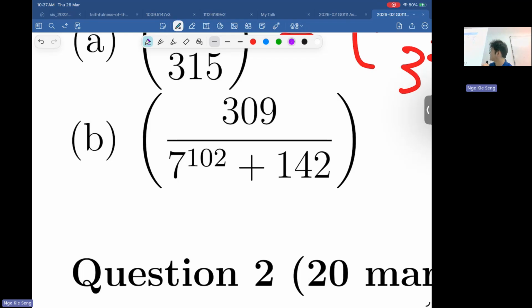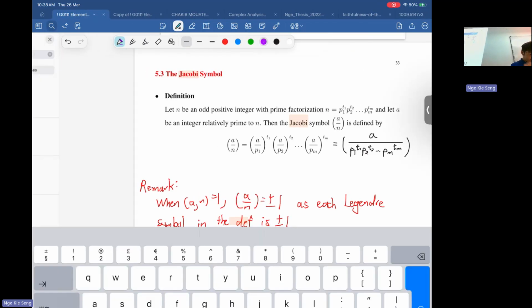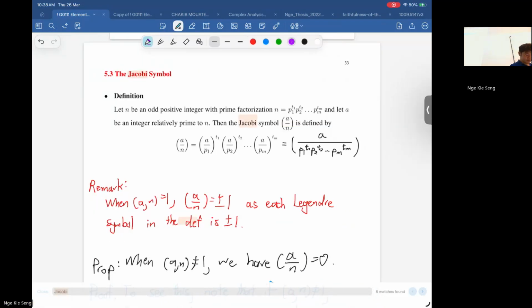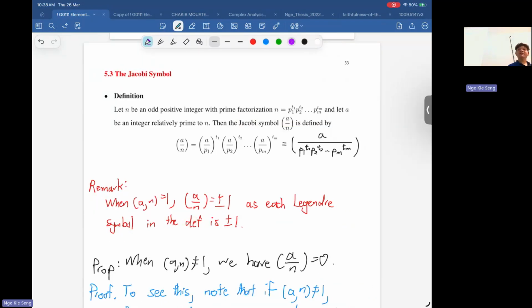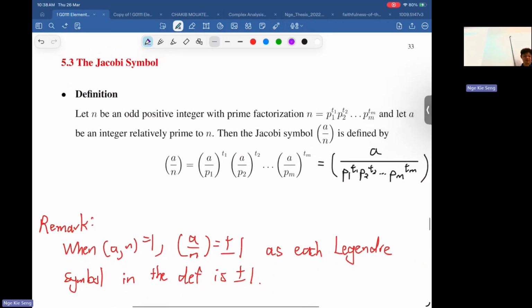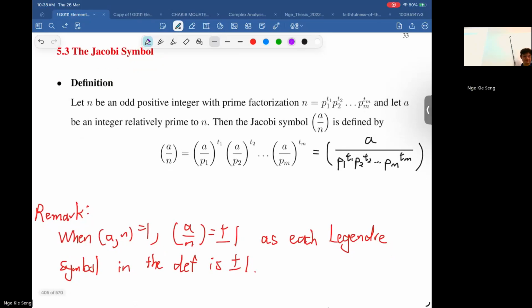Anything we know about the Jacobi symbol? Odd numbers? You mean what has to be odd? The bottom one, not necessarily odd, right? Because this is Jacobi, not the Legendre. Oh, odd. Okay, odd but not prime. Okay, good. Thank you very much. Is it not odd?